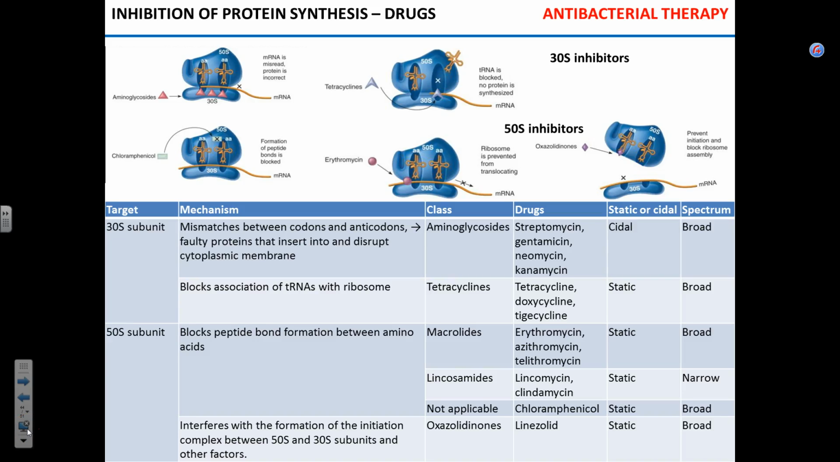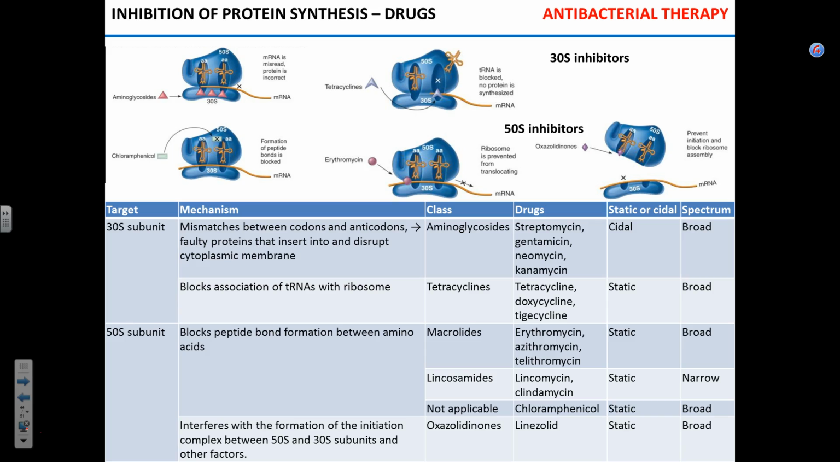So we finished up with talking about the cell wall inhibitors, and the next topic on the agenda is the inhibitors of protein synthesis. There are six major classes, five of them are present over there.